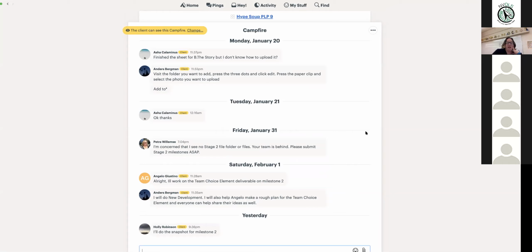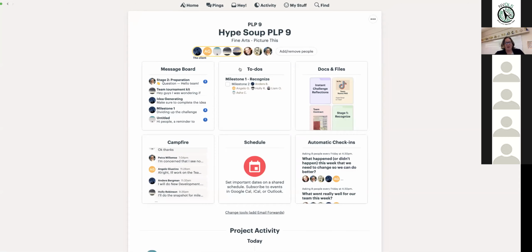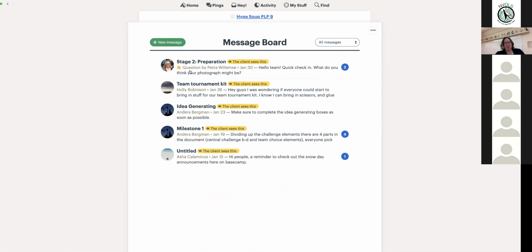And you can see, Asha, even my comments: I'm concerned, I see no stage 2 work. How is that going? And then it sat there with crickets until a couple of other students chimed in. So the campfire is sort of for those one-offs. They also have messages and a message board where they have threads where they can reply to things that are longer conversations.